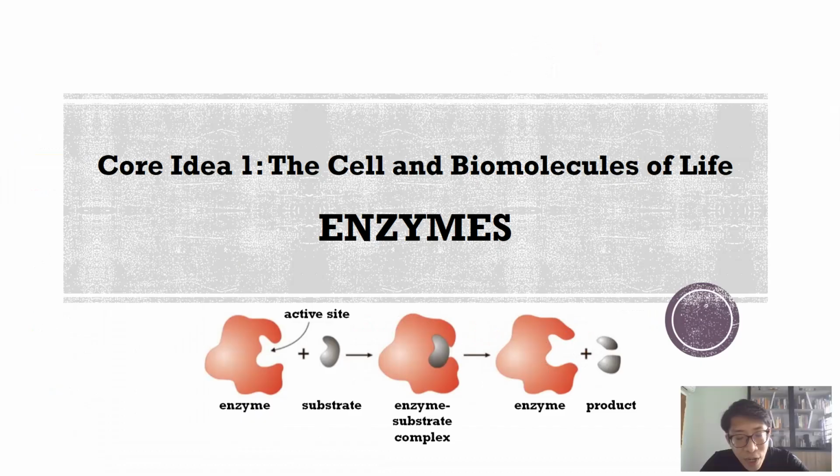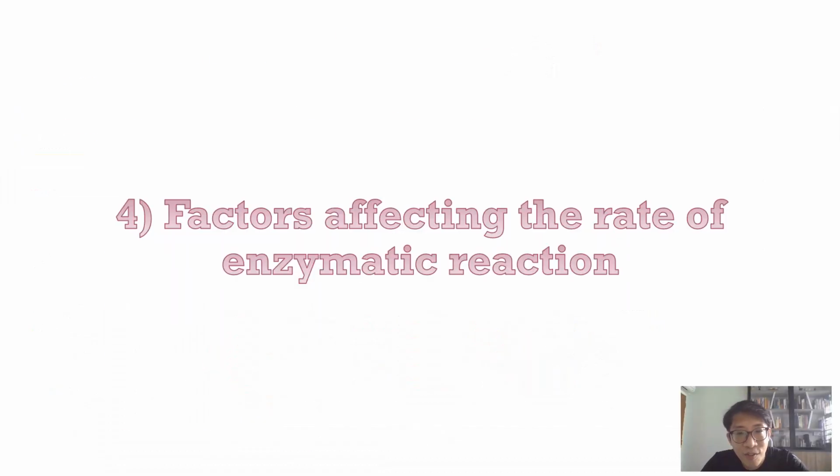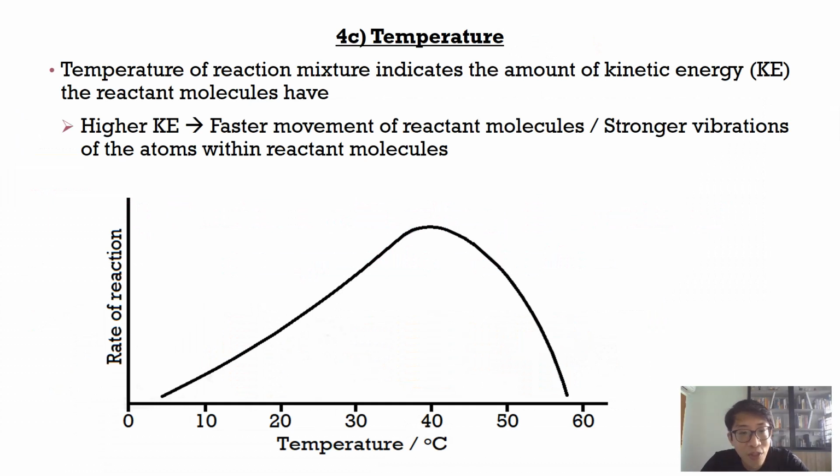Right, we will be looking at the effect of increasing temperature on the rate of reaction. The temperature of the reaction mixture between the enzyme and substrate indicates the amount of kinetic energy that the molecules have. The higher the temperature, meaning the higher the kinetic energy, the faster the movement of the enzyme and substrate molecules.